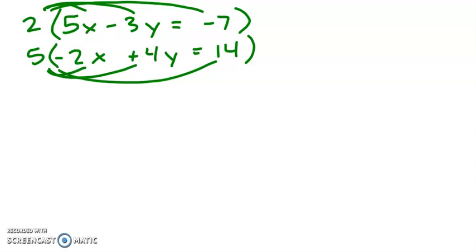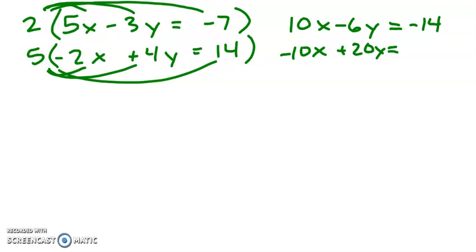When I distribute my 2, I get 10x minus 6y equals negative 14. When I distribute 5 in the bottom equation, I get negative 10x plus 20y is equal to 70. Okay, so now looking at my 2 new equations, which are really the same equations that I just had, but by multiplying the entire thing by a different number, I'm just making it look a little different so I can do my elimination here by adding them together.